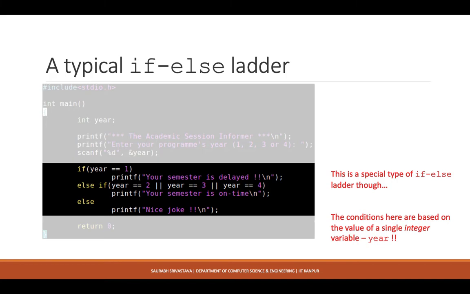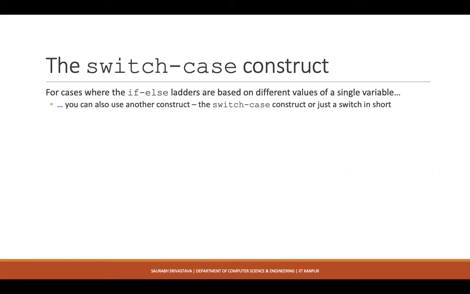But what is different with this particular example is that here the condition is based on one single variable, and that is year. Okay, so you can see that when year is 1, I'm doing something. When year is 2, 3, or 4, I'm doing something else. And for any other value, I'm simply printing something else. So these are the 3 different scenarios I have to cover.